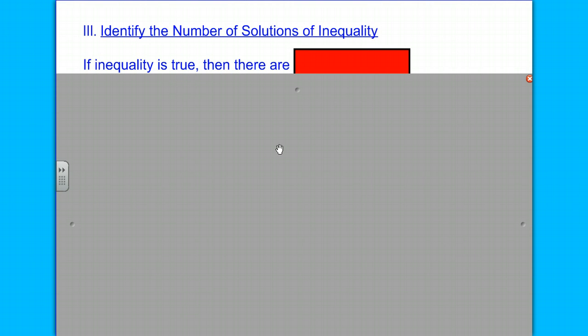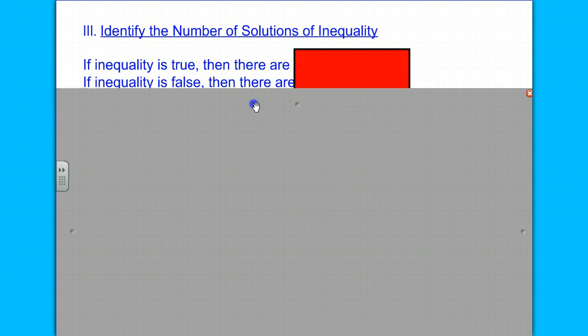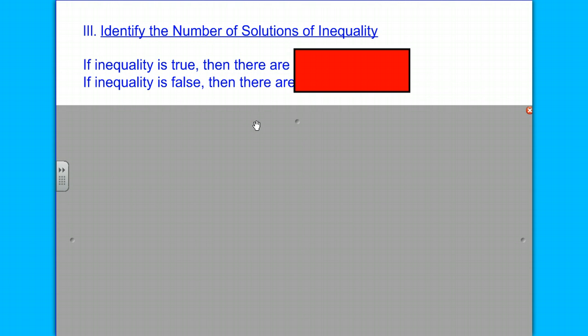If an inequality is true, then there are how many solutions to it? If an inequality is false, then there are how many solutions to it? How can we have a false inequality? This is strange.